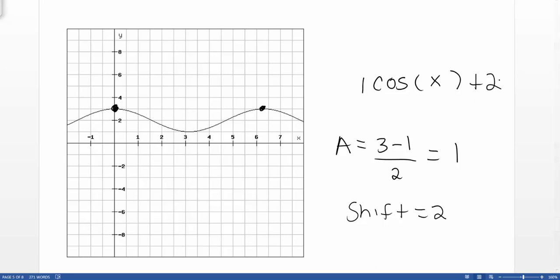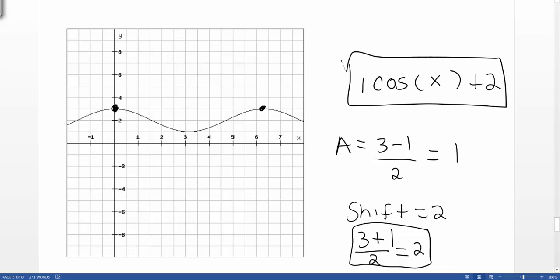However, there is a shortcut formula we can use to find the shift. It says to take the maximum value, which is 3, add the minimum value, which is 1, and divide by 2. 3 plus 1 is 4, and 4 divided by 2 is 2. This is slightly different from the amplitude, because the amplitude looks at the difference between the maximum and minimum, and the shift looks at the sum of the maximum and minimum. But in both cases, we divide by 2. So this particular function, I'm going to say, is cosine x plus 2. Again, a good way to check this is to graph it on my calculator.